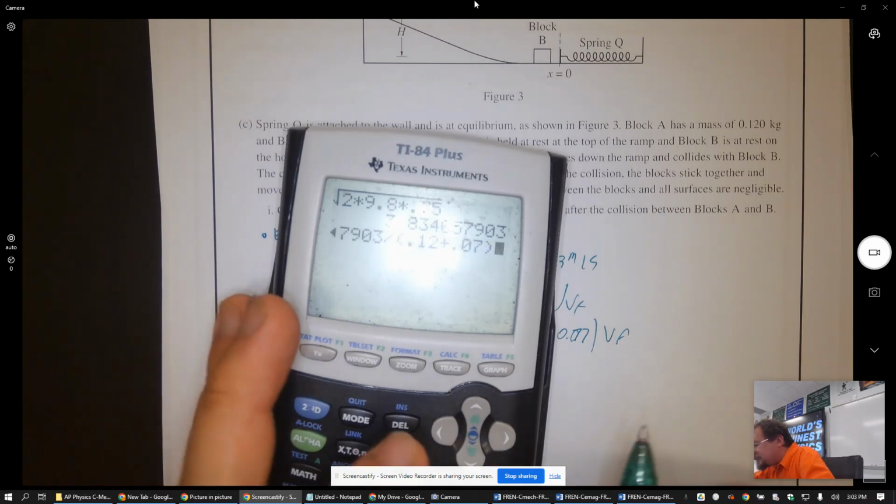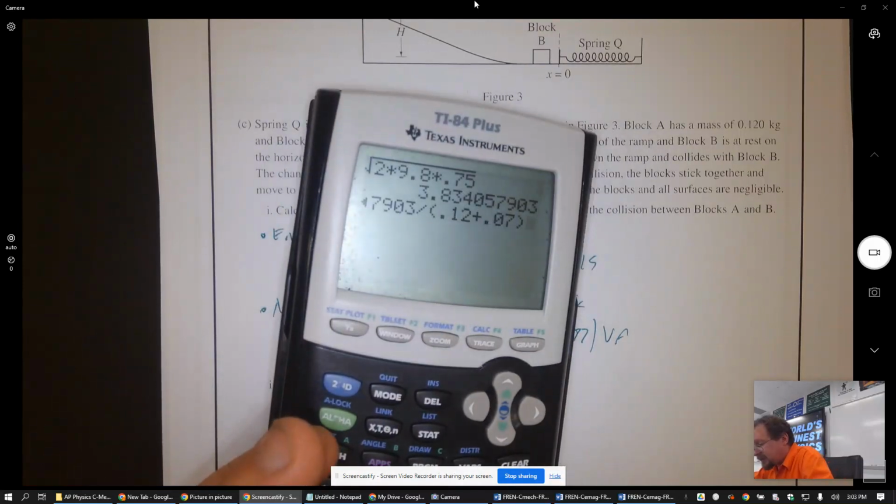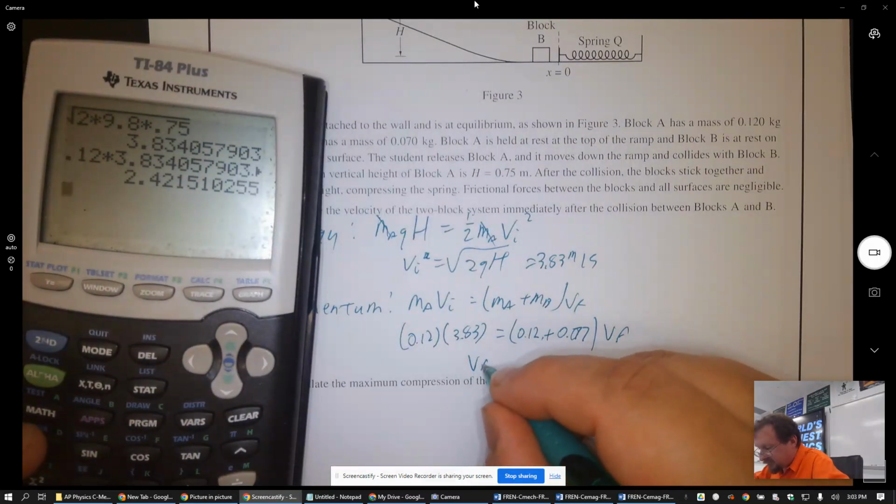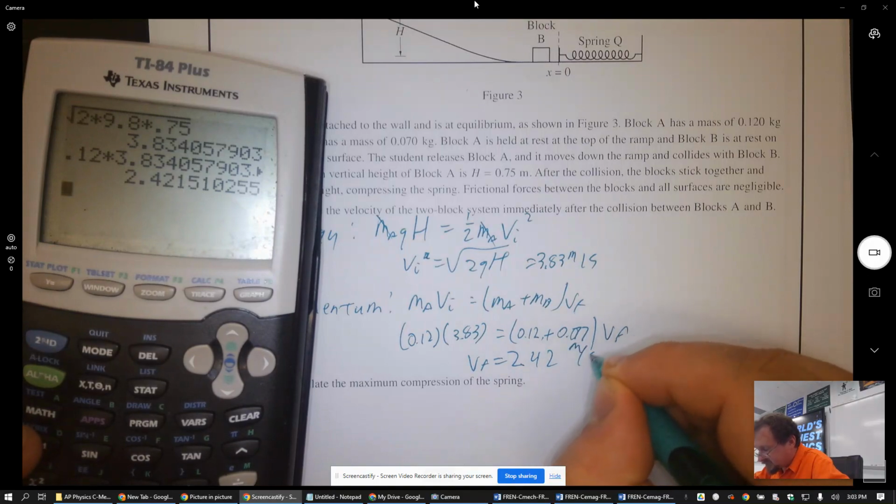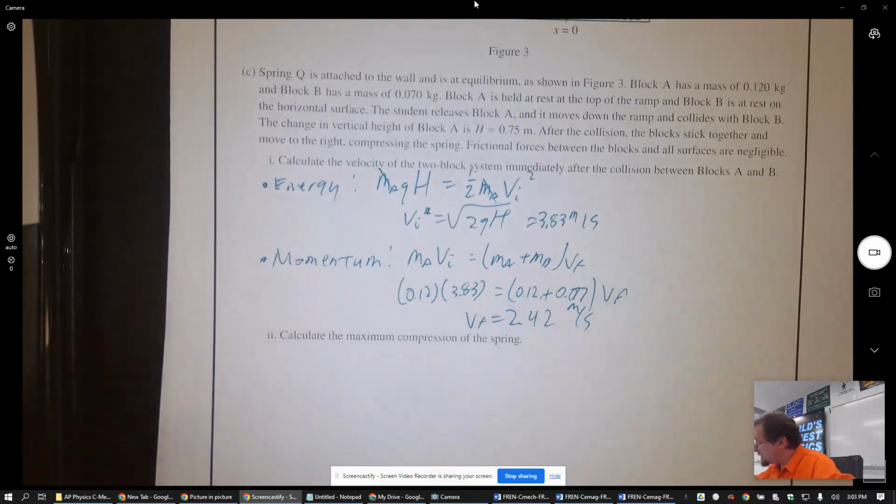If I can do this correctly, just double checking my numbers. Let's see if we do this right. So the final velocity is 2.42 meters per second. Calculate the maximum compression of the spring.